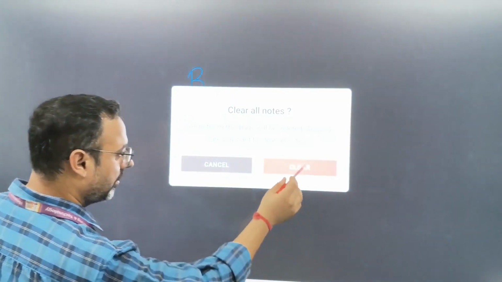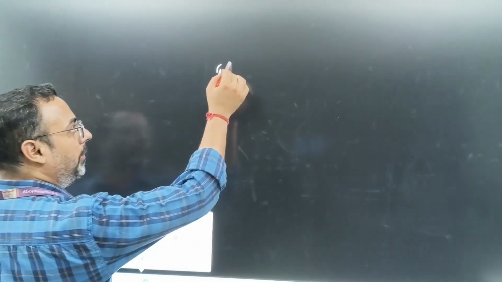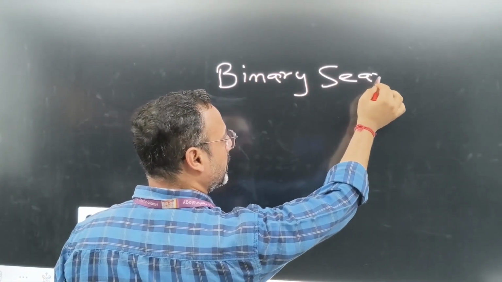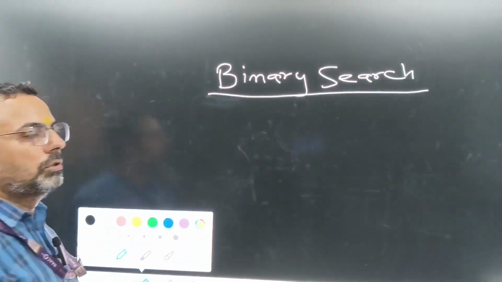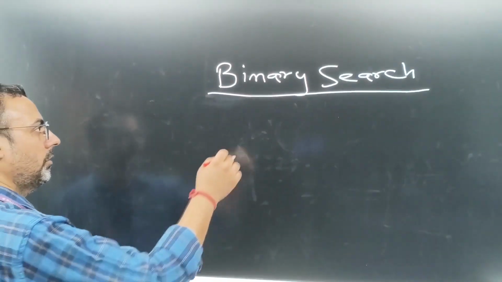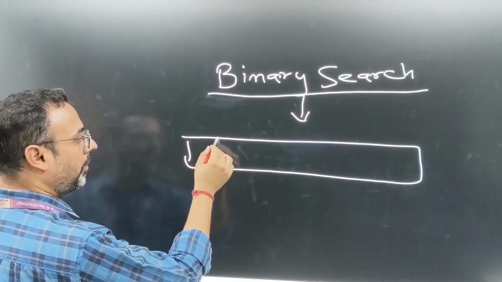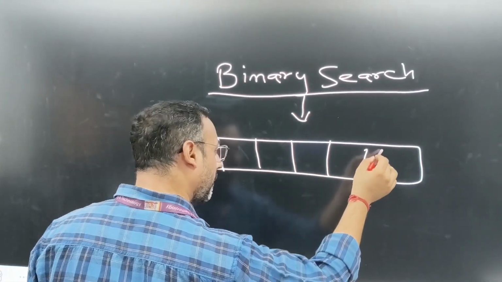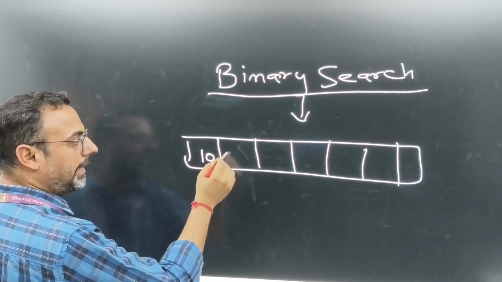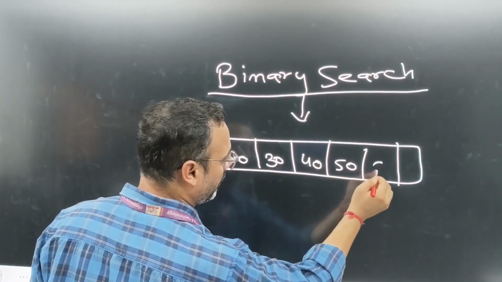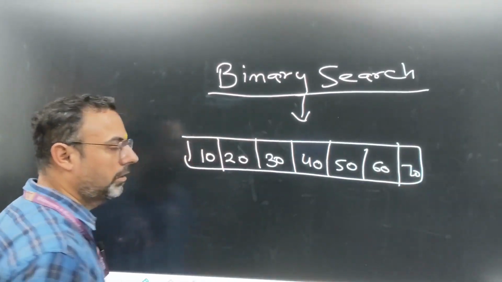बाइनरी सर्च की बात करें तो बाइनरी सर्च, अगर हम बात करें बाइनरी सर्च की, so binary search works on, suppose हमारे पास क्या है, we have the number of elements in this array, we have assigned these values, okay.